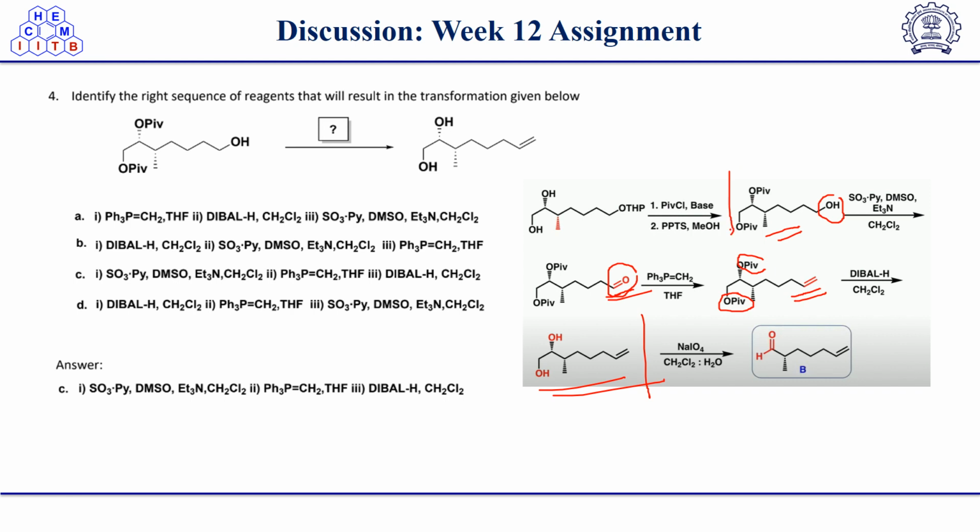So from here to here, this is the correct sequence of reactions. Swern oxidation of this alcohol to the aldehyde, then Wittig reaction to get the corresponding alkene, and then this fluoroyl ester is converted into the corresponding hydroxyl group by using DIBAL. So this is the correct sequence of reactions.